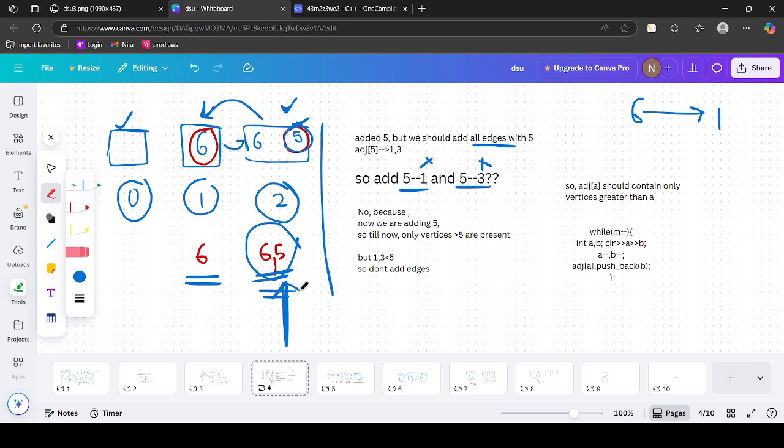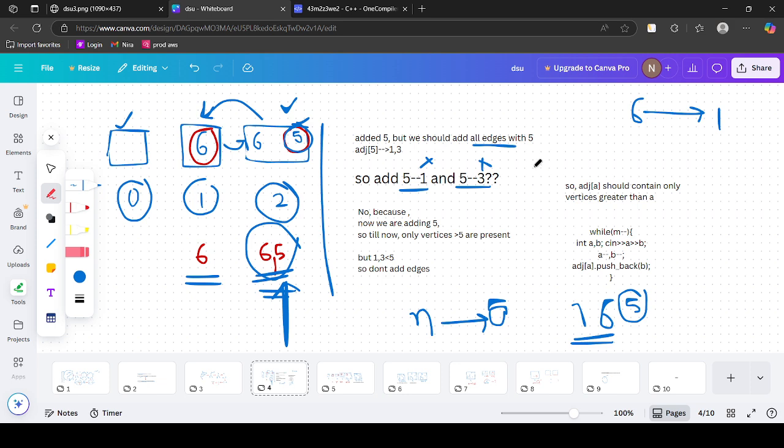So what are the nodes that are present till now? Obviously all the vertices from n to 6 are present, because we are adding from the last. So let's say we are adding from 7. So we have added 7, we have added 6, we have added 5. So at 5 what are the nodes possible? Only 7 and 6, because we are coming from the last.